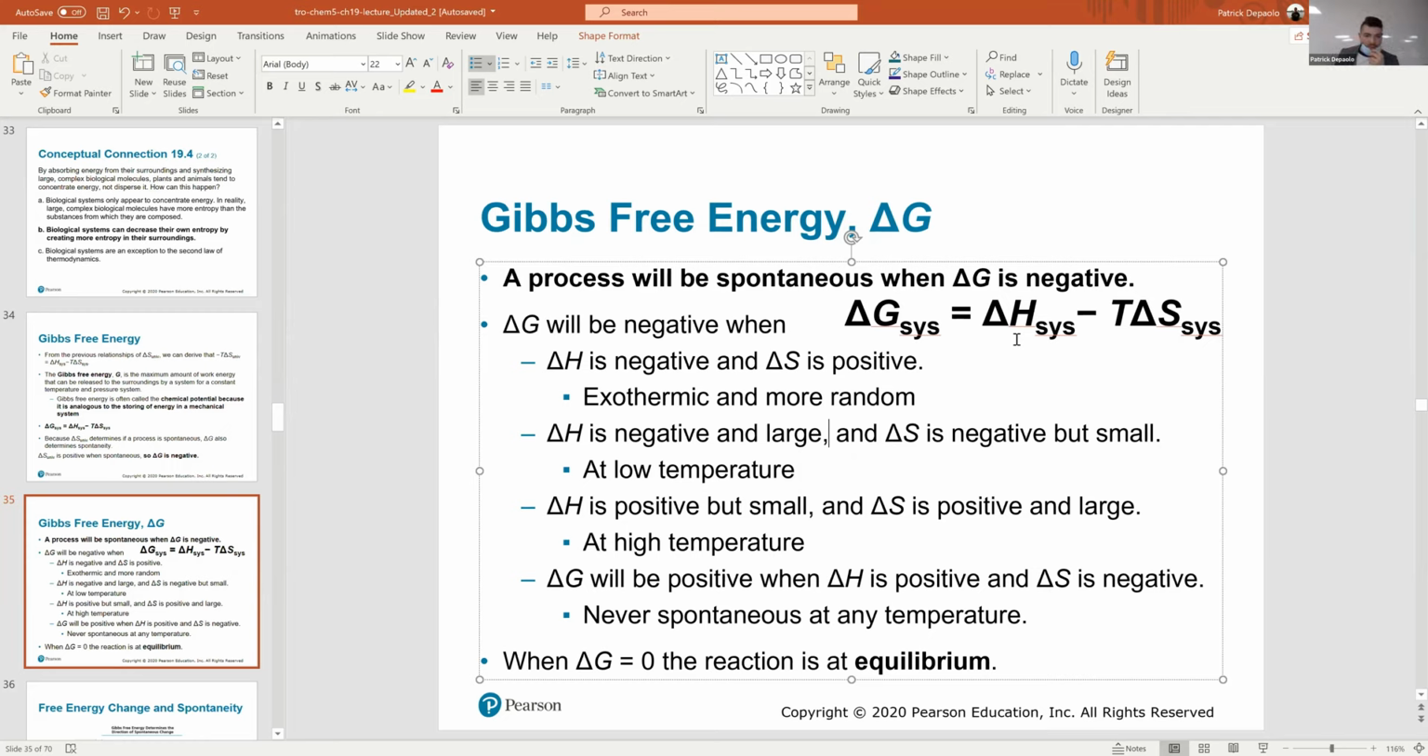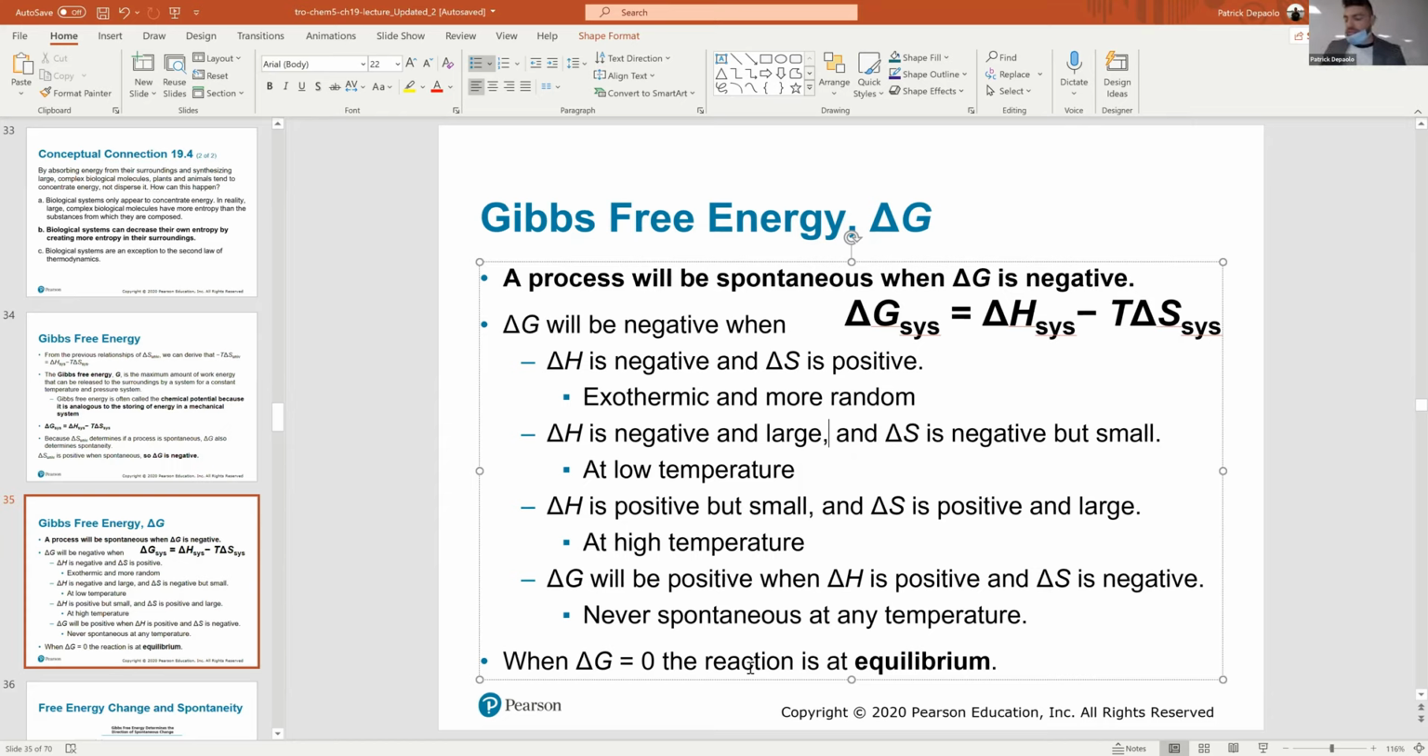Okay, and the next one, the only thing left is when something's not spontaneous. When delta H is positive and delta S is negative, meaning a positive, minus a negative, which is a positive plus a positive, that's never going to be spontaneous, ever. And when delta G is 0, there's no net energy movement, and everything's at equilibrium, all good and dandy.